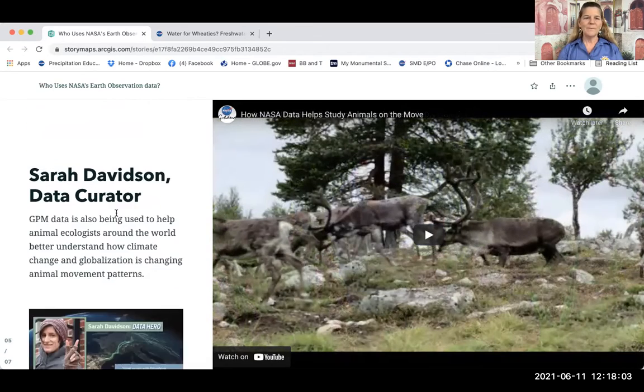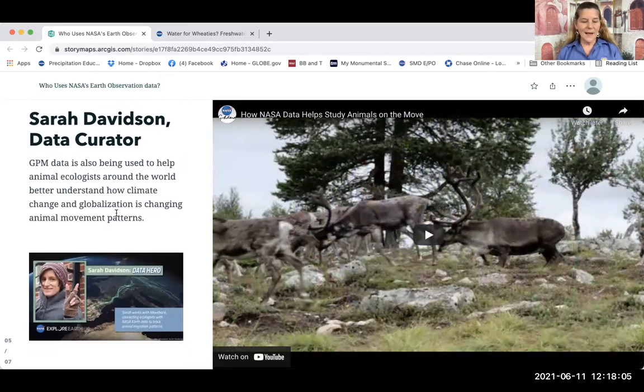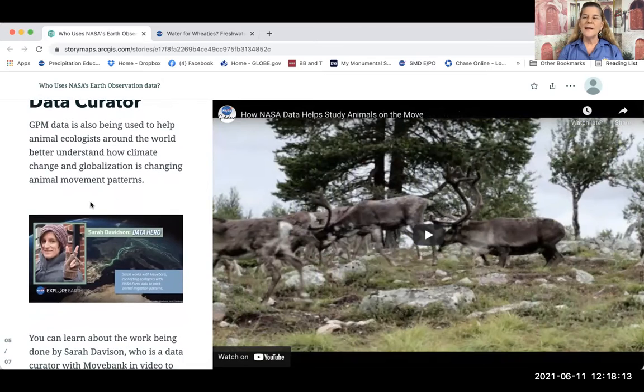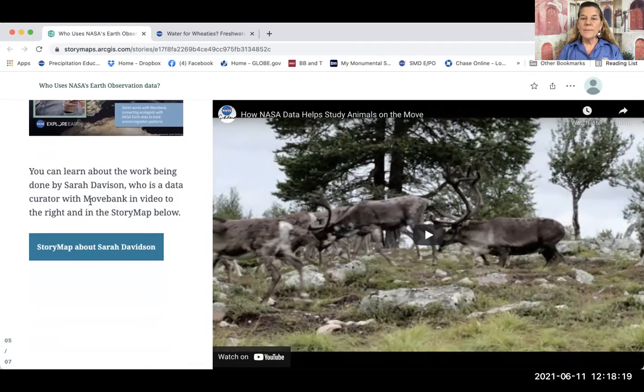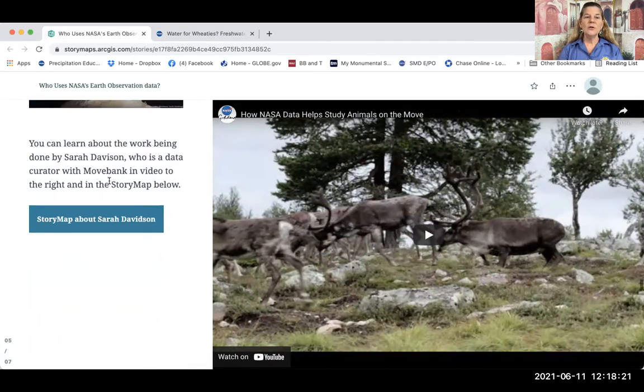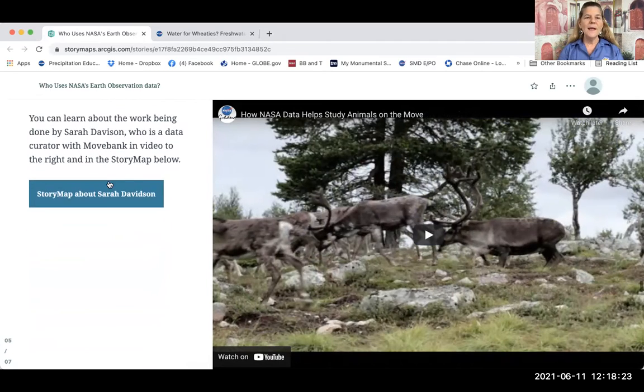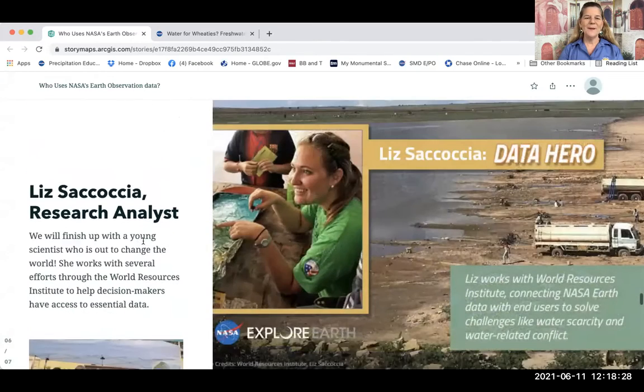Another GPM data user is Sarah Davidson, and she helps animal ecologists around the world better understand how climate change and globalization is changing animal movement patterns. You can learn about the work being done by Sarah, who's a data curator with MoveBank, in the video to the right, as well as looking at the story map on that button.